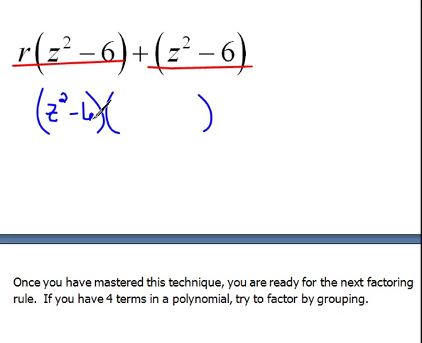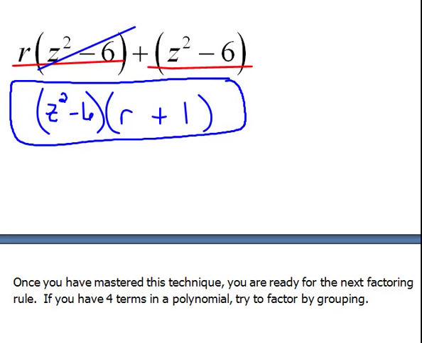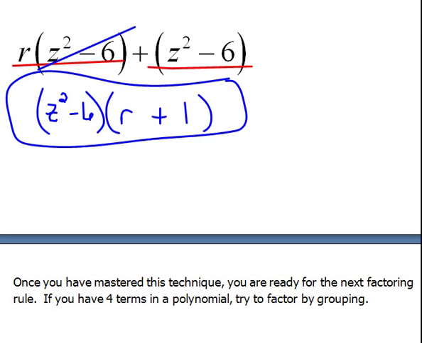Z squared minus 6 times what would get us back to this first term? Well, wouldn't that be an r? And then z squared minus 6 times what would give us z squared minus 6? Well, that would have to be a positive 1, because 1 times anything is itself. And remember from the example that we did earlier, you have to have that 1 as a placeholder, otherwise you could not get back to where you started.